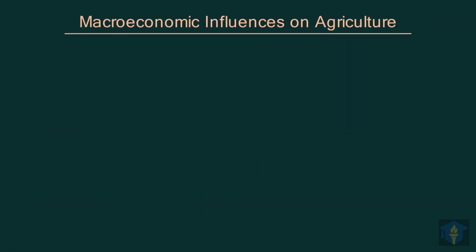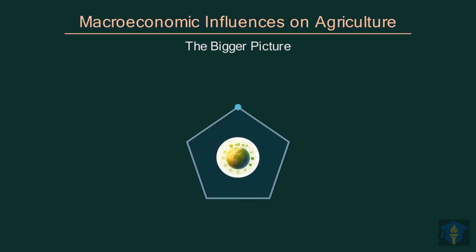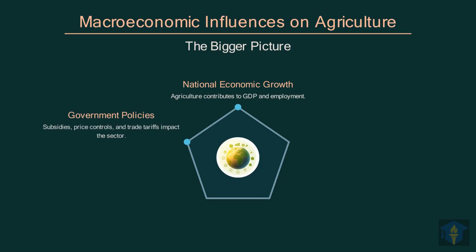Now, let's examine macroeconomic influences on the agricultural sector. These factors represent the bigger picture that affects farming operations. National economic growth significantly impacts agriculture. The agricultural sector contributes to both GDP and employment in the economy. Government policies play a major role in shaping agricultural markets. Subsidies, price controls, and trade tariffs all impact how farmers operate.